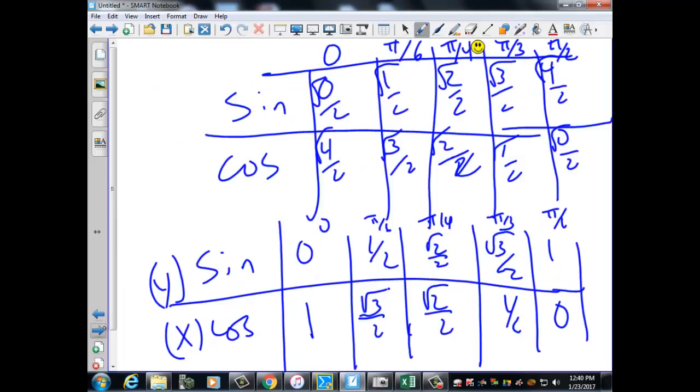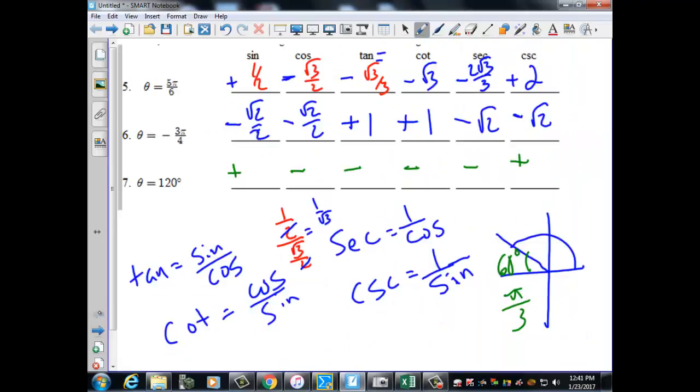So let's fix the signs. Now let's go do pi over 3. Where's pi over 3? It's at the end. So cosine is 1/2. This is square root of 3 over 2. This is square root of 3. This is square root of 3 over 3. This is 2. And this is 2 square roots of 3 over 3.